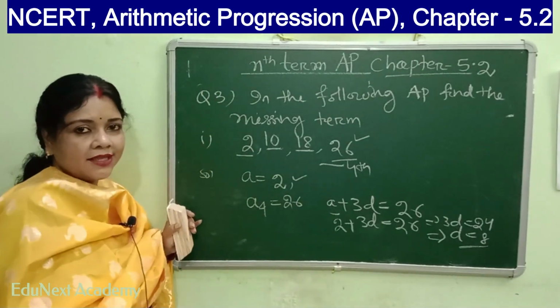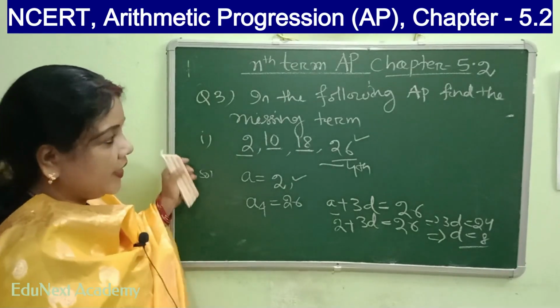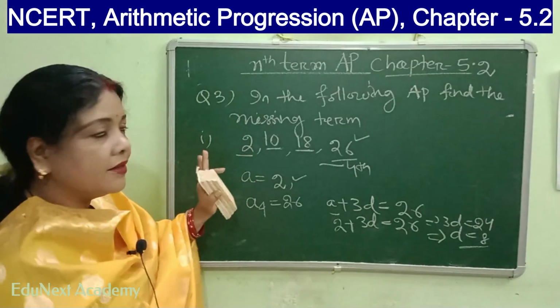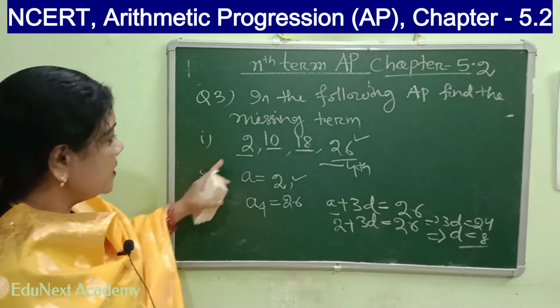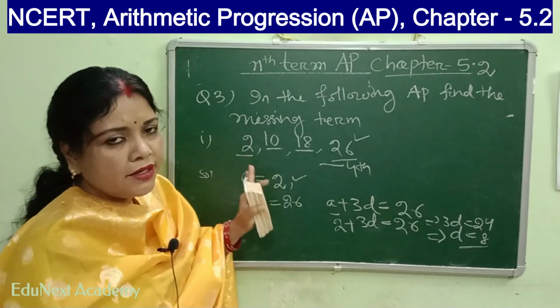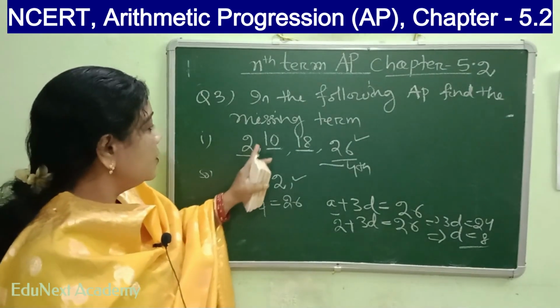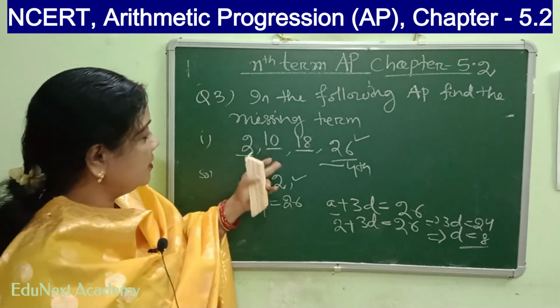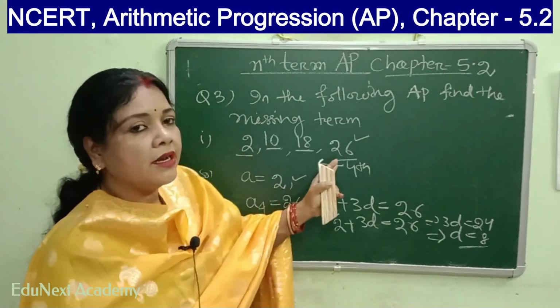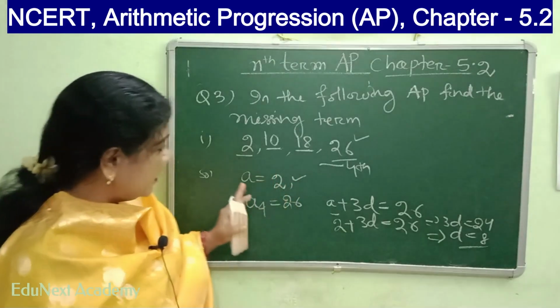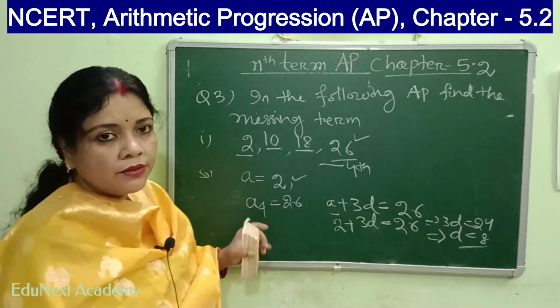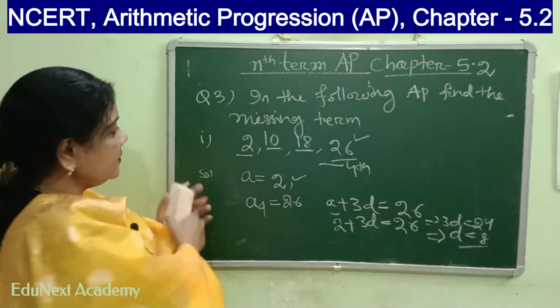I hope you understand this problem. Okay, again I am repeating. We have to find the missing term in the sequence 2, and maybe any term will be given. You have to find out the missing term here. 2 is given, the first term is given. In between the first term and last term, 2 missing terms are there. In this way we can find out our missing term.